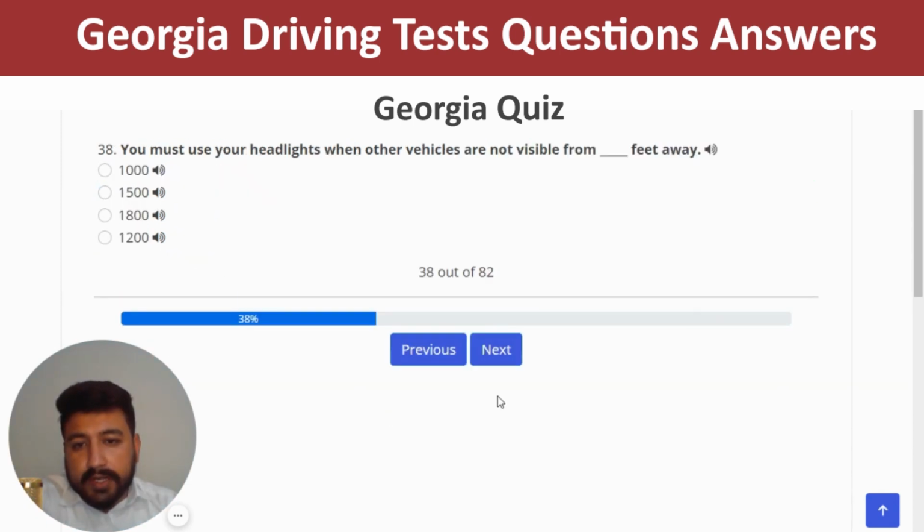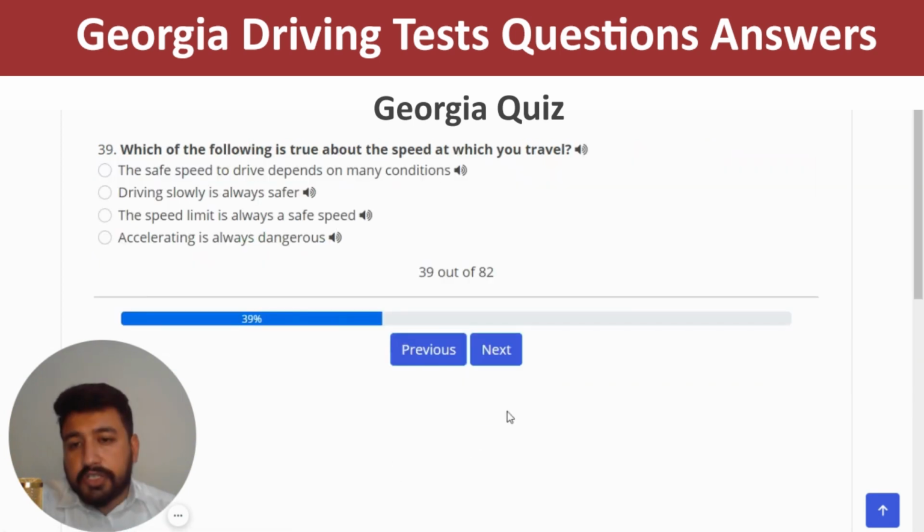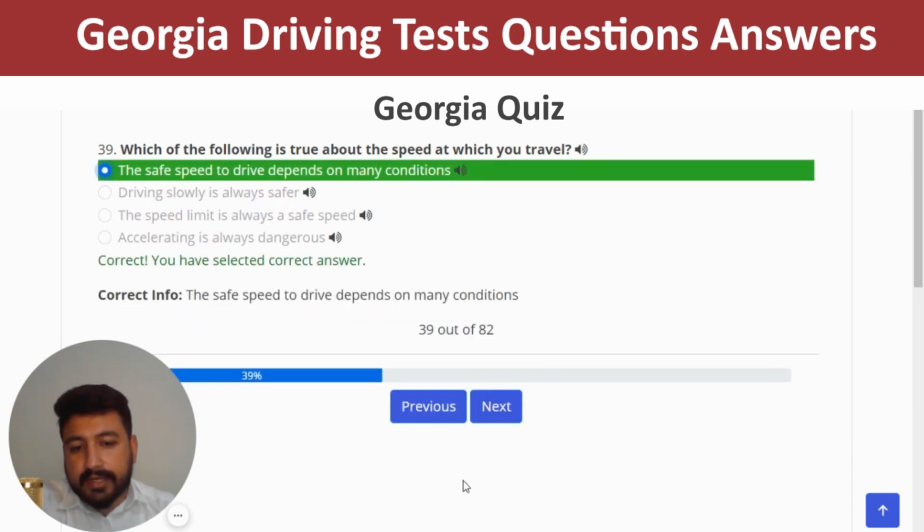You must use your headlights when other vehicles are not visible from dash feet away. The right answer is 1000. So first option, correct, and next. Which of the following is true about the speed at which you travel? The right answer is the safe speed to drive depends on many conditions. So let's click on the first option, correct, and next.